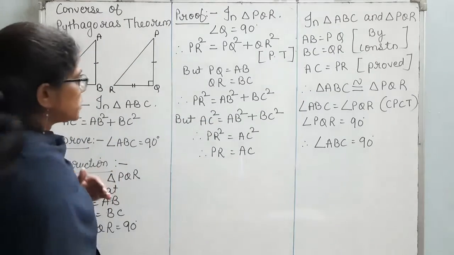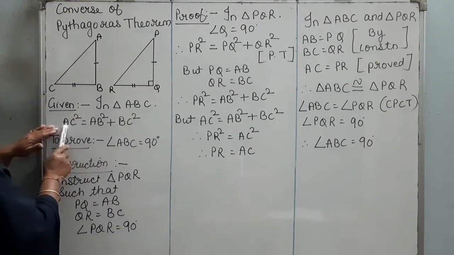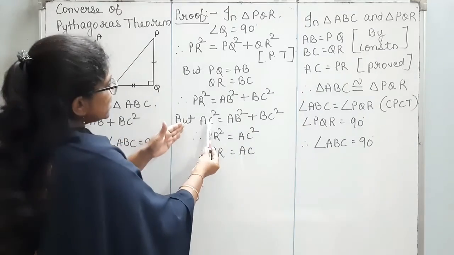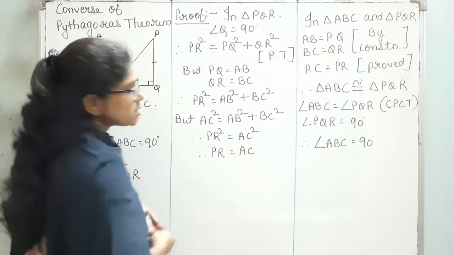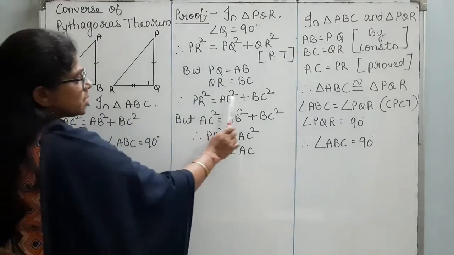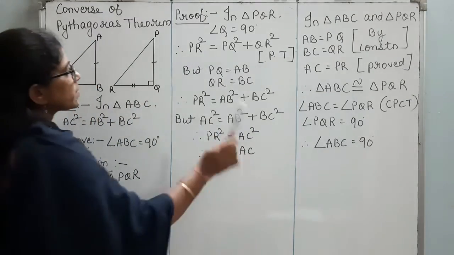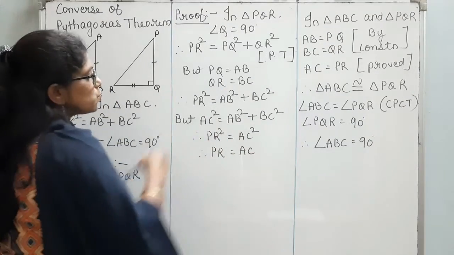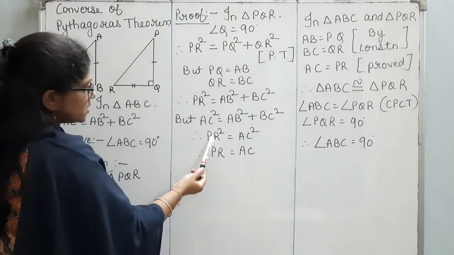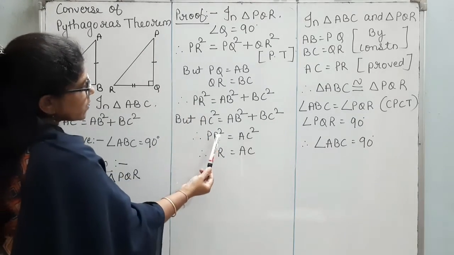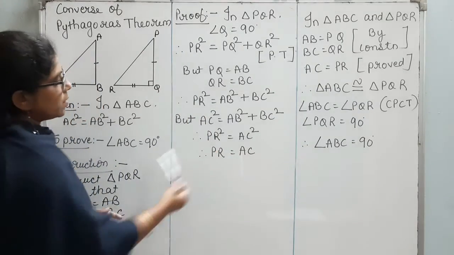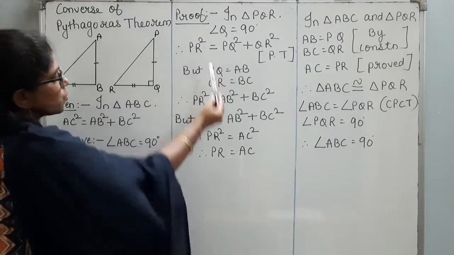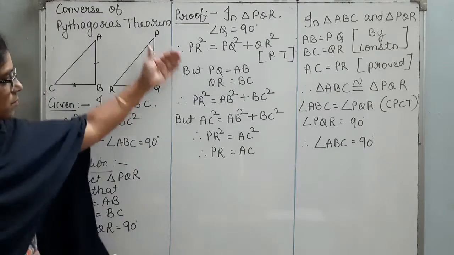But what is given to us? It's given that AC square is equal to AB square plus BC square. PR square is AB square plus BC square. AC square is also AB square plus BC square. So from this what can we conclude? We can say that PR square is equal to AC square, and so PR is equal to AC. This is one more piece of information we get from this proof.